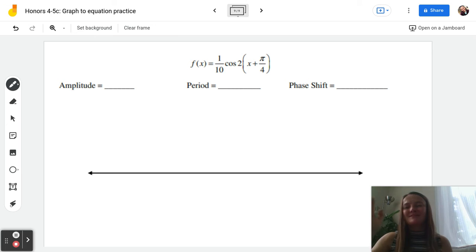All right, this one is a new one. So the very last problem here, 1 over 10 cosine of 2x plus pi over 4. Okay, so this one, let's go ahead and see if we can graph this. Amplitude is the easiest thing to do. It's going to be 1/10.